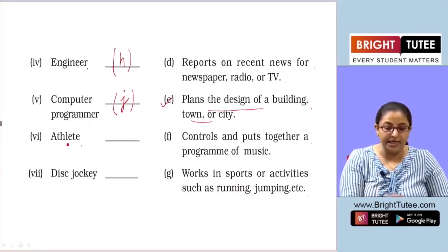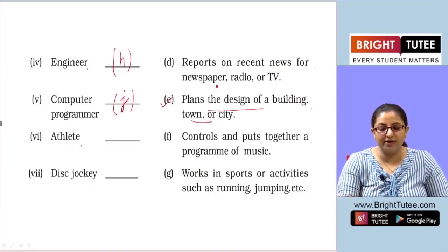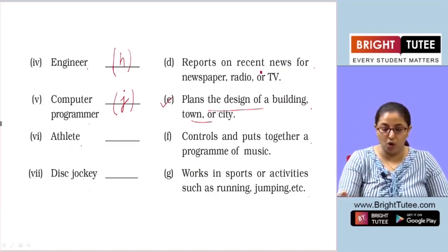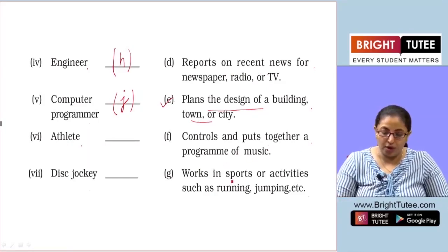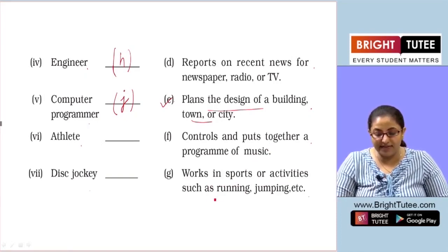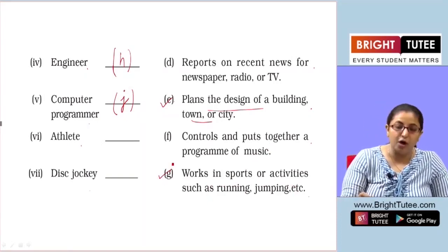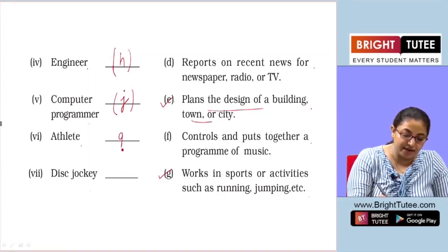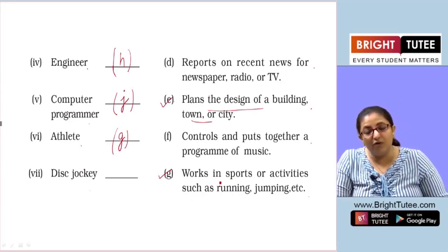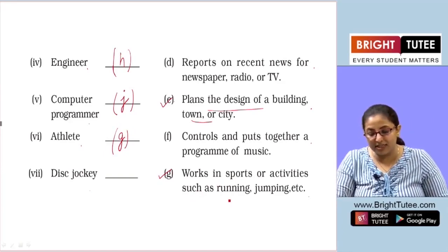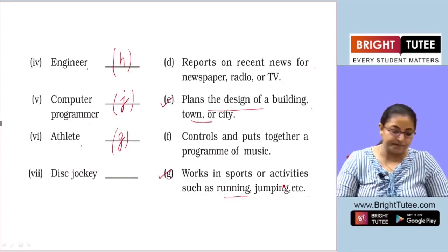Next, athlete. Who's an athlete? Does he report on recent news for newspaper, radio, or TV? No. Controls and puts together programs of music? No. Works in sports or activities such as running, jumping, etc. This is the right answer for athlete. G. We'll write G here. An athlete is a person who works in sports or activities such as running or jumping. A sports person in short.